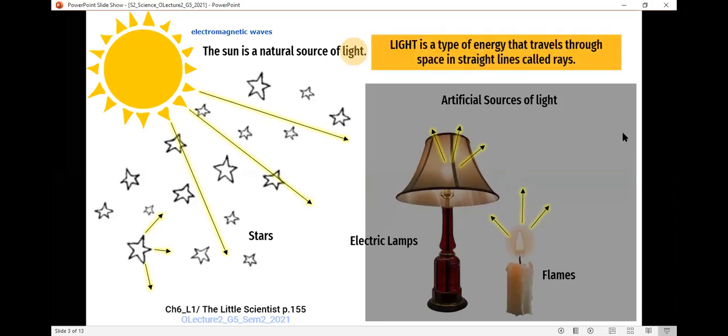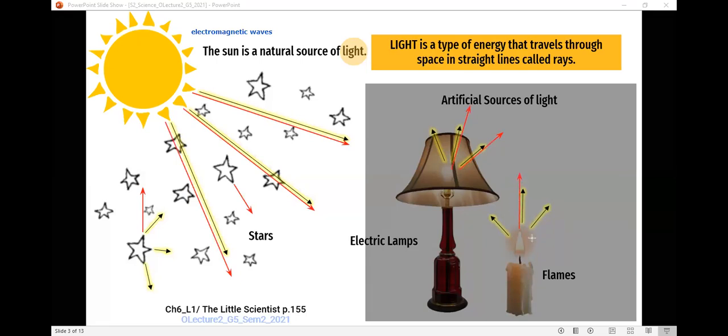Yalla, together, tell me. What is this? A ray. And this? Electromagnetic wave. Excellent. And this? A ray. This one? It's a ray. Good job. What is this? A ray. And this? A ray. I cannot hear you. Wake up. What is this? A ray. Light moves in straight lines called rays.